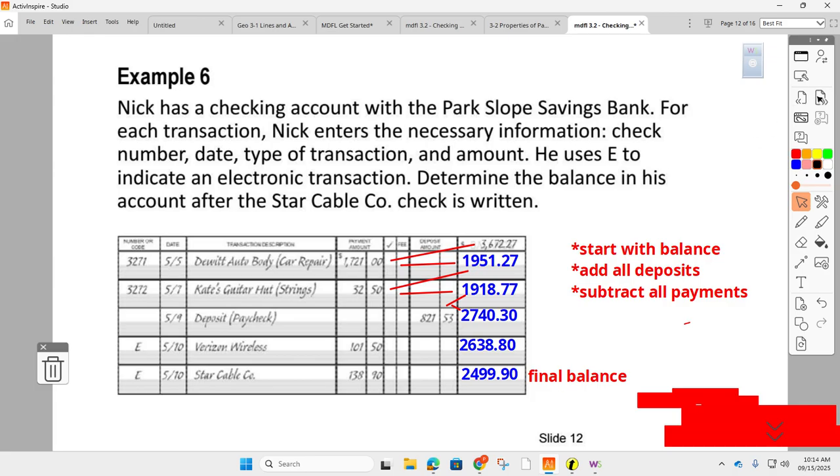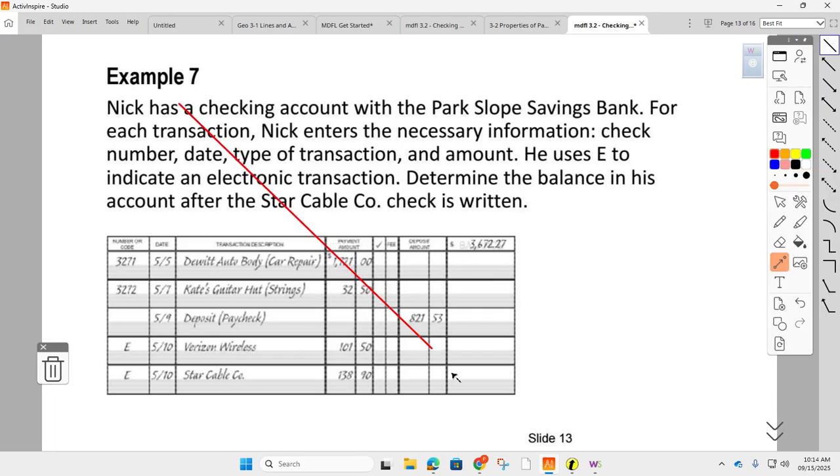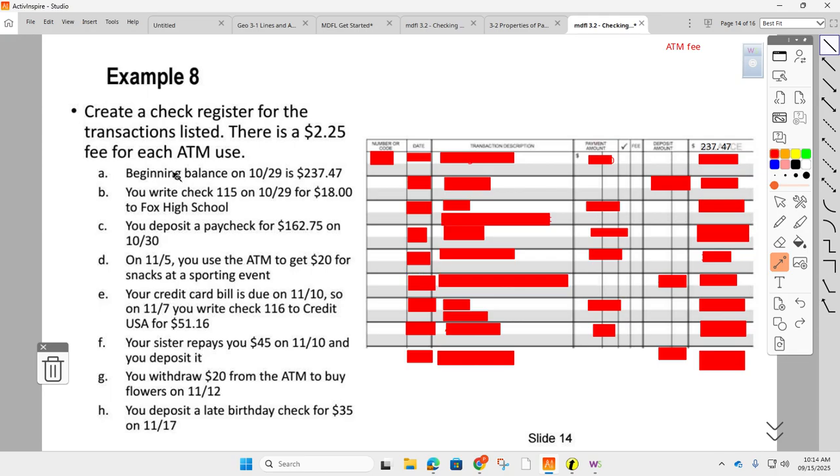7 is a duplicate, so we're not doing that one. But 8 we are going to do, and it looks like a lot, but we're just looking at what happened and filling it in. This is the beginning balance here, and so that's what goes up there. If you write a check, you write check 116, that's going to be in your payment column.